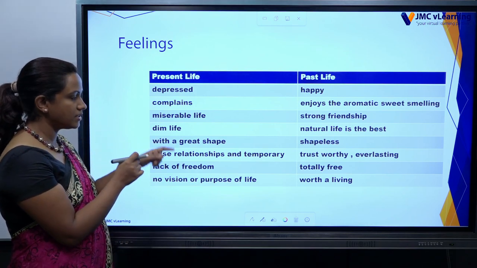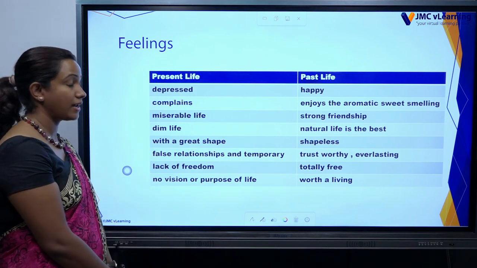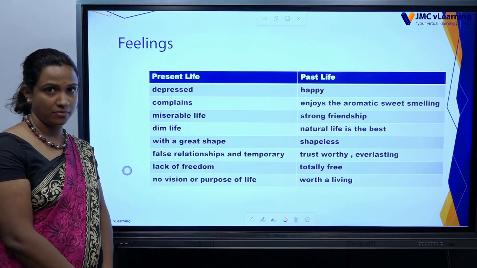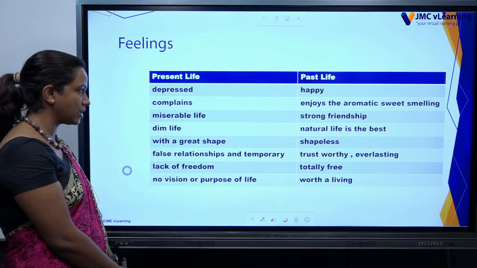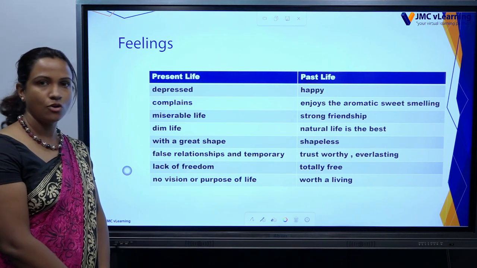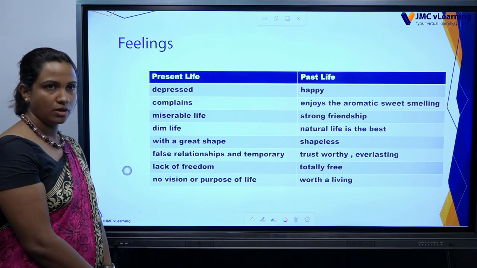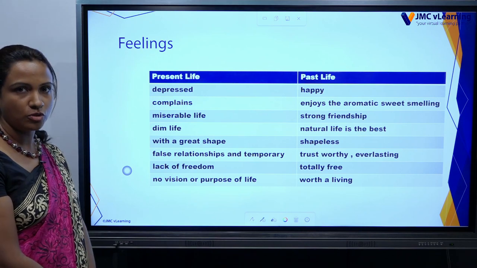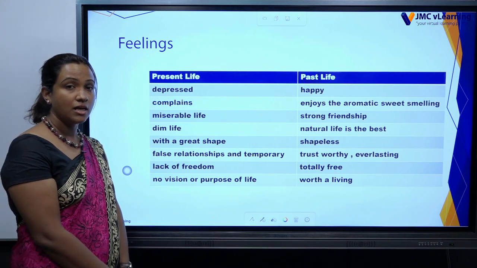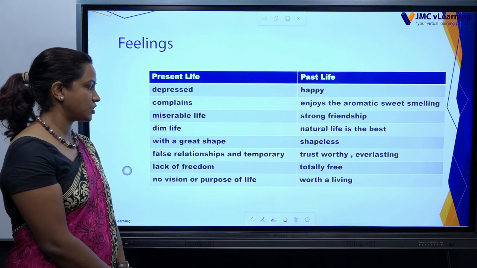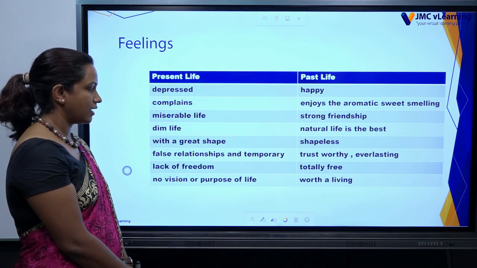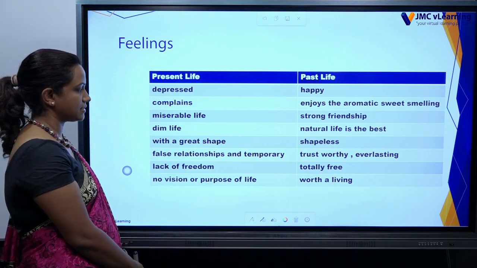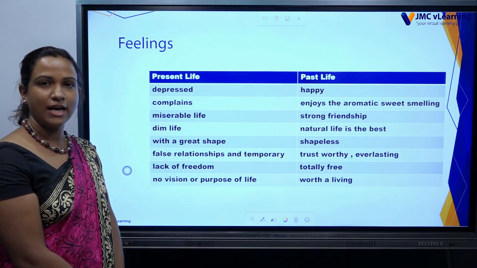Yes, there's an advantage in this life. What is it? A great shape. Do you think this shape will do any good for him? No, a great shape will not do. Shaping your appearance will not do good because the feelings are already hurt. False relationships and temporary connections. As the goblet said, there is no vision.